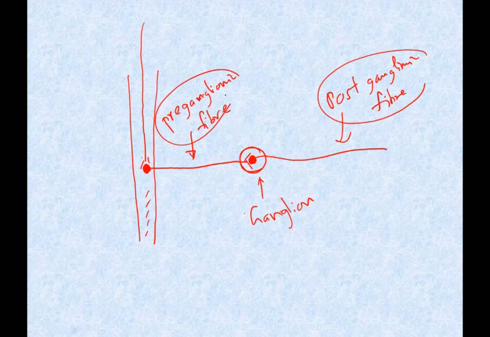The cell bodies of the preganglionic fiber lie inside the central nervous system. If it is the spinal nerves, it's the spinal cord. If it is a cranial nerve, it is the brain. The preganglionic cell bodies will lie there. Then the cell bodies of the postganglionic fiber will lie inside the ganglion.